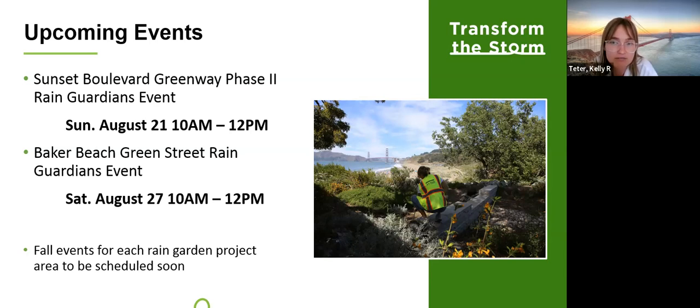So we're going to have an event at Sunset Boulevard Greenway, Phase 2, Rain Guardian event on Sunday, August 21st from 10 a.m. to 12 p.m. So we'll be hanging out there. I think it's farmers market, which is great. So you could come do a little farmers market shopping and then check out Rain Guardians.